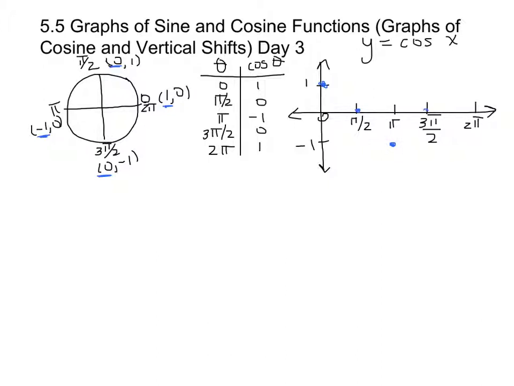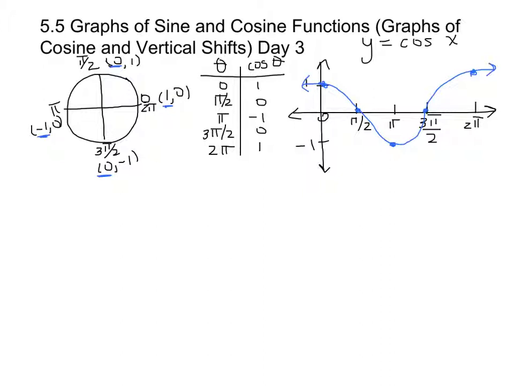Then we go back to 0. And then we go back to our maximum. So the graph wave looks a little bit different. It's kind of like a U shape. But that wave continues throughout your period. So you can either go to the left or the right. So that's the shape of your cosine graph.